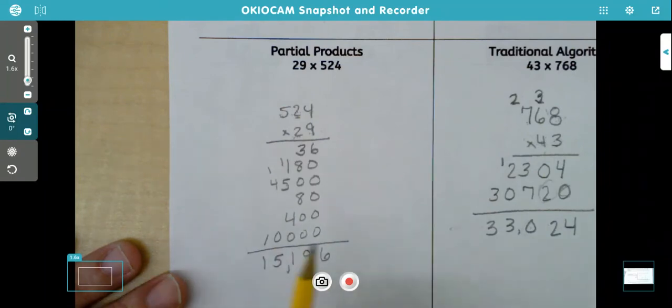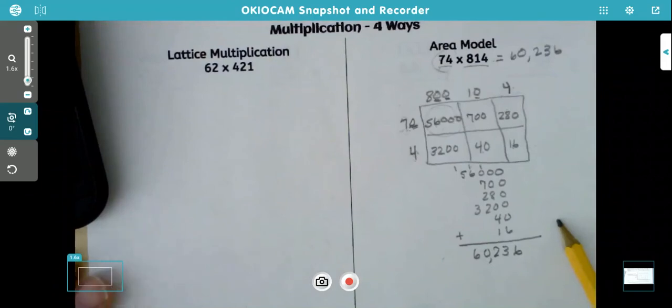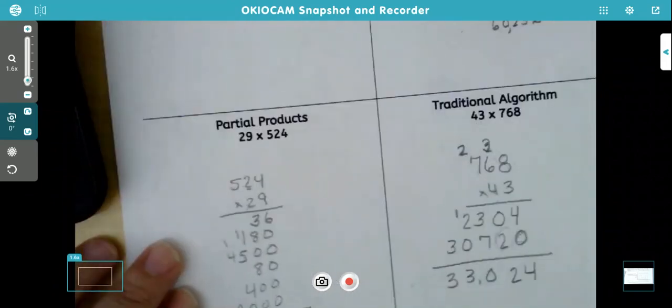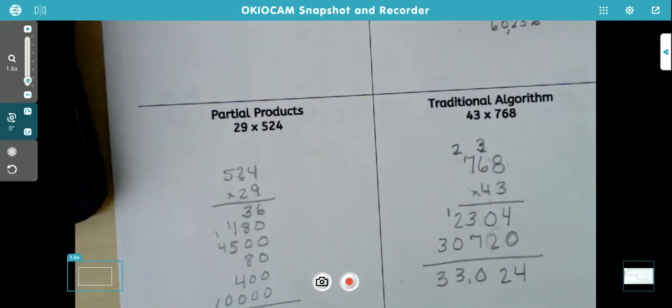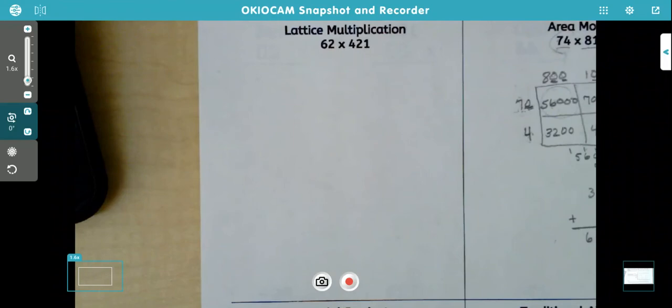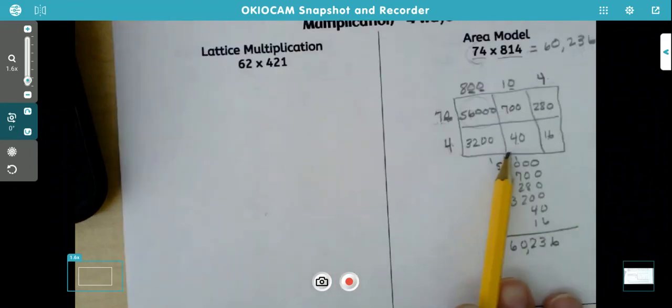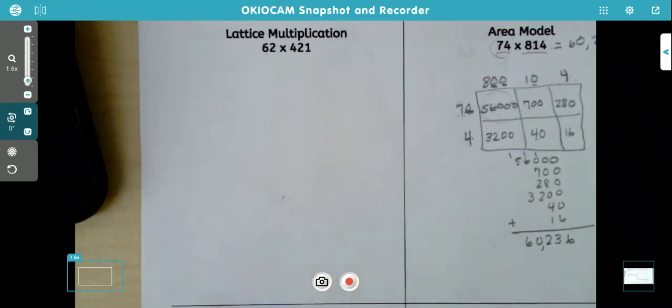That's the partial products. So these are the three most common ways to multiply: the area model, partial products, and the traditional algorithm. Okay, I'm going to show you lattice multiplication in a separate video, but I just want you to know that it is a third or fourth way to multiply. And when we do it, I have no preference, again, on which way you do it. Lattice multiplication is a little bit like this, but there's a little bit more of a setup for it.